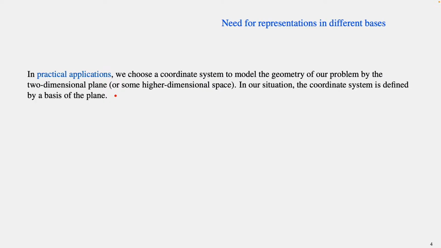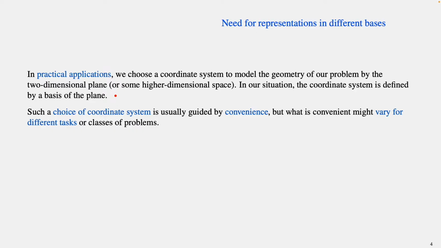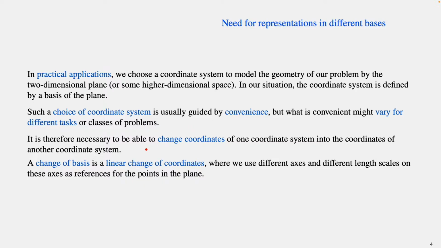This is what we saw in the previous chapter of this course. Now, a choice of such a basis, and hence a coordinate system, is usually guided by what I call convenience. So if you model your problem, there's some natural choice that appears natural for this problem and makes it convenient to express whatever you need to in the chosen basis. But yes, it might vary what is convenient for different tasks or different kinds of problems. So it's not always clear which coordinate system is the best. So you might want to switch between coordinate systems.